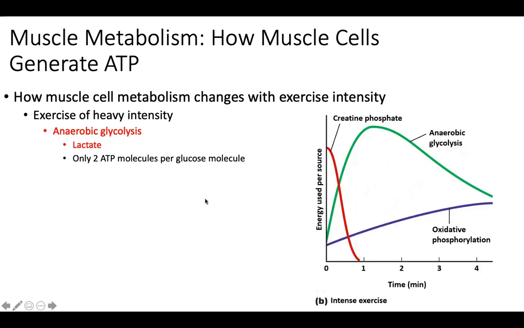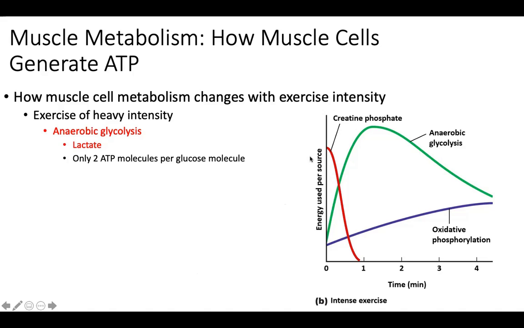Let's contrast that to how our muscles generate ATP with heavy intensity exercise. So heavy lifting weights at the gym, running, sprinting, any type of vigorous or strenuous activity, right? Sports and athletics and karate and any type of heavier intensity, more involved exercise. This is where we're going to shift over to fully relying on anaerobic glycolysis, okay?